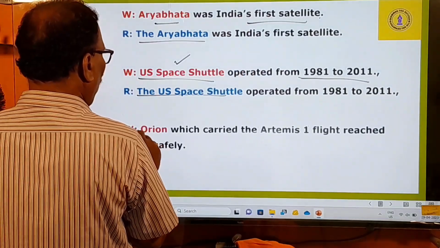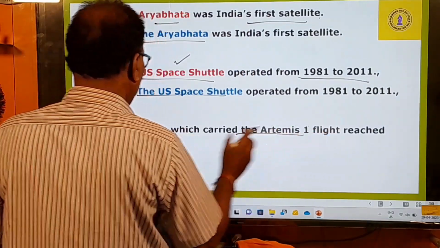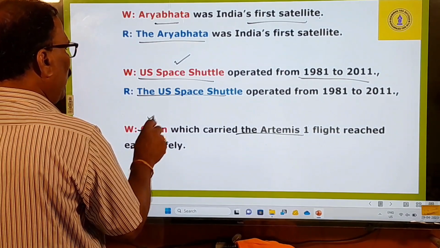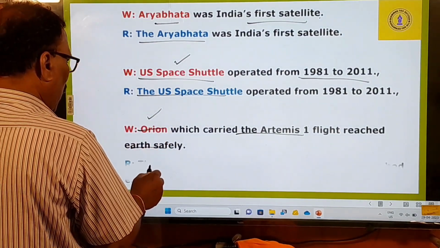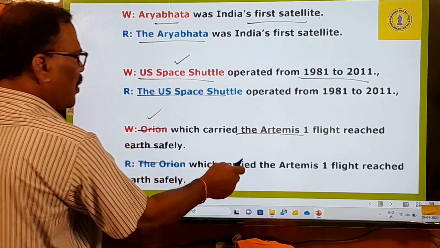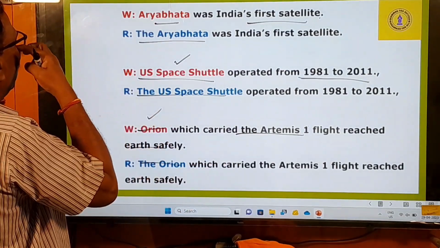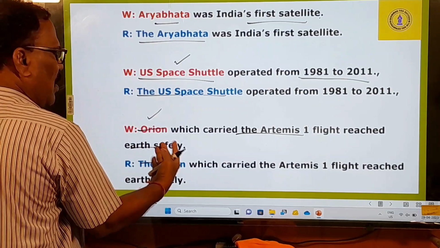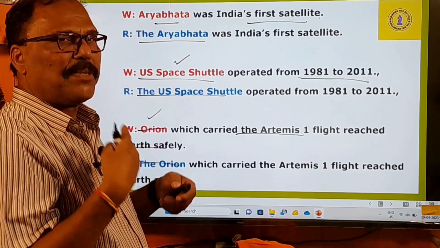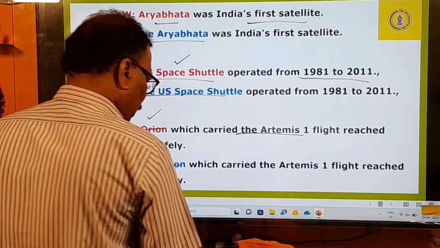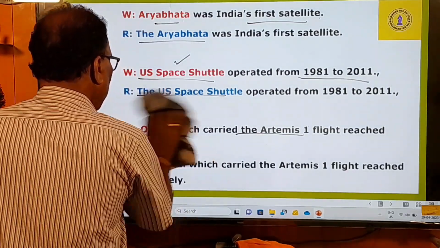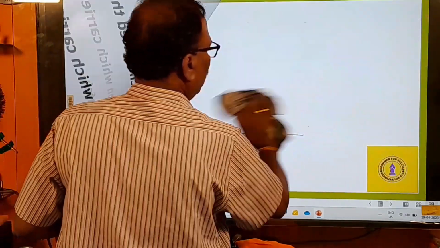Okay, write that. Orion, which carried the Artemis 1 flight, reached Earth safely. Orion is a spacecraft or spaceship. So therefore you have to say the Orion which carried. So in this way, before the names of satellites, spacecrafts, spaceships or rockets, we must use the definite article. Okay, and now let's go to the next rule.